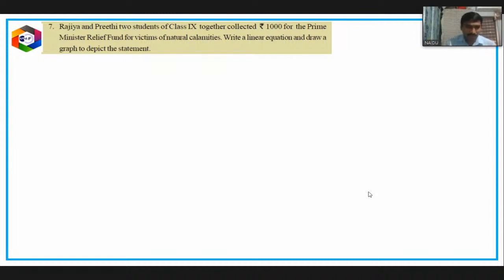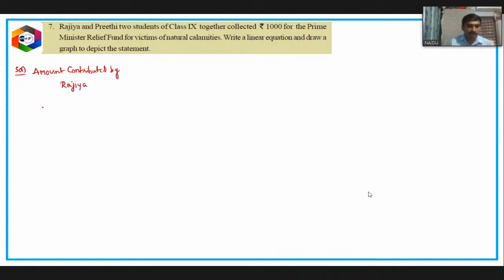So here 2 students, here I am going to draw the students. So who are the 2 students? Razia and Preeti. Razia has contributed some amount and Preeti also contributed some amount, but we don't know who contributed how much, but the total amount we know. So the amount contributed by Razia, I am assuming it as X.